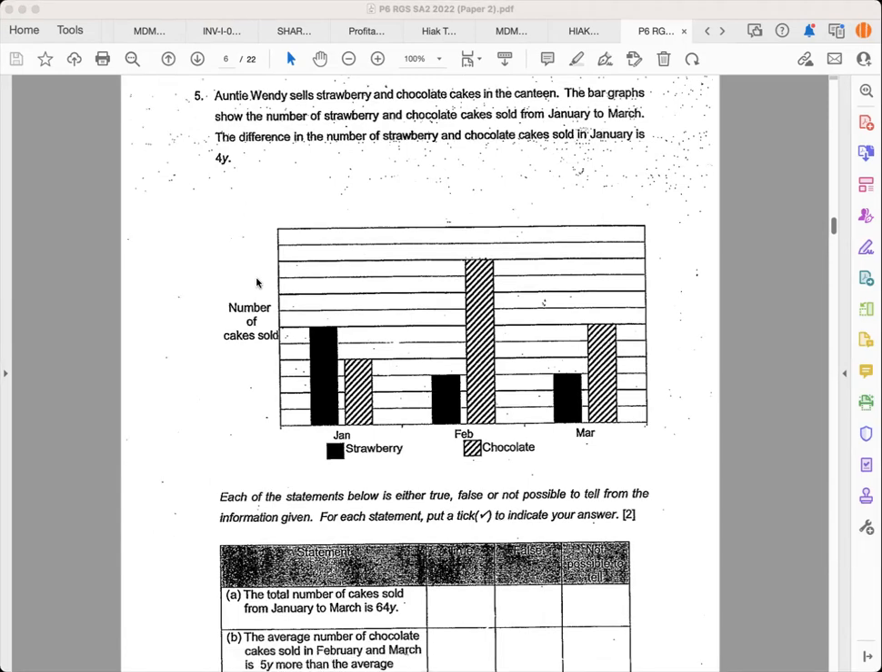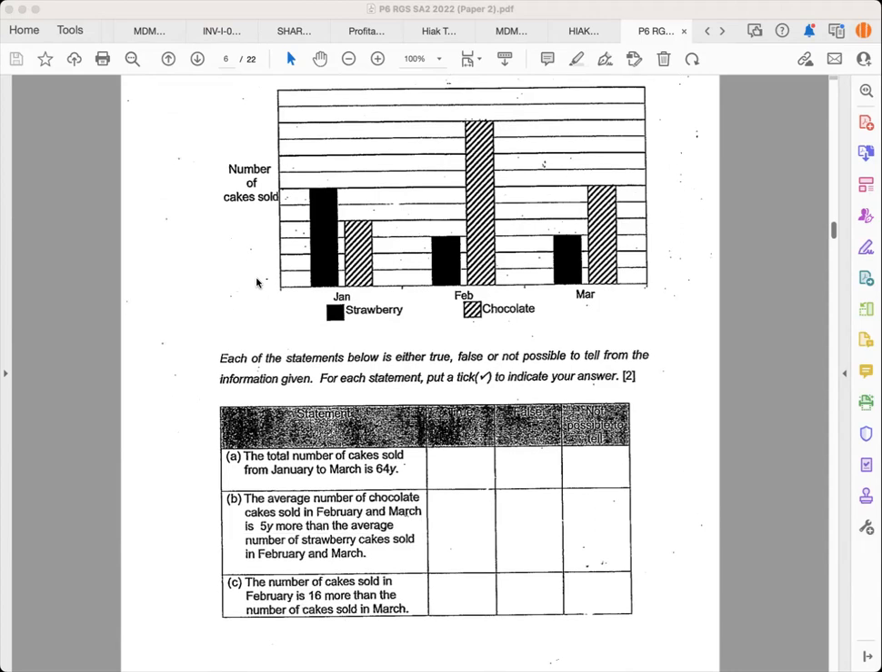So let me move this up a little bit. The difference in the number of strawberry and chocolate cakes sold in January is 4y. So this is 4y. So that means this must be 2y. Each interval is 2y, right?